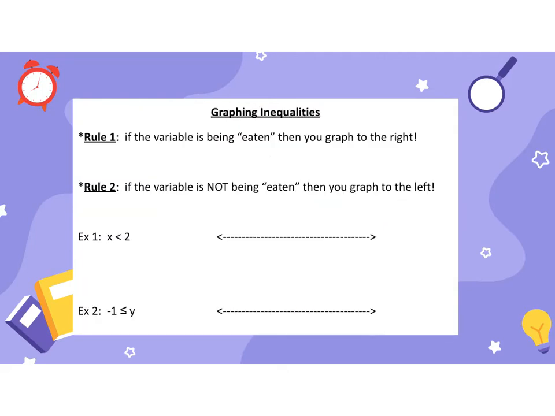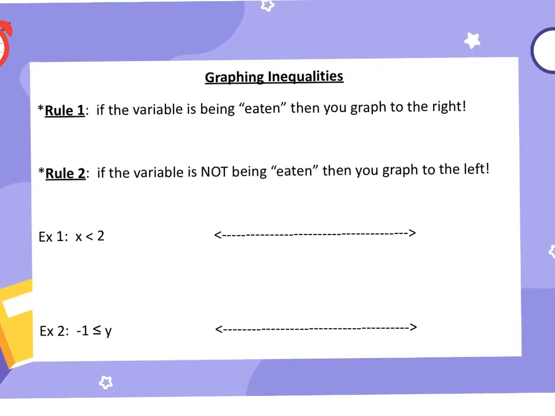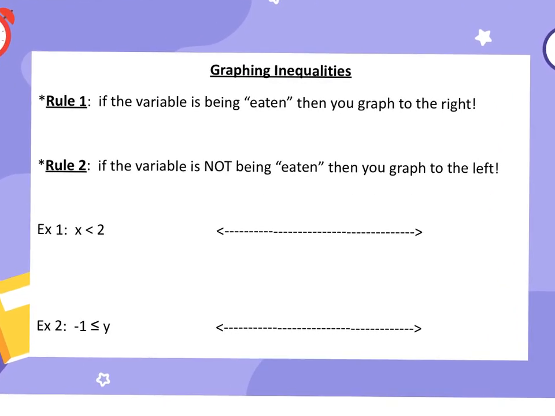So when we are graphing inequalities, we graph inequalities on just a basic number line, okay? If the variable is being eaten, then you graph to the right, kind of like an alligator, okay? If the alligator teeth are eating that variable, that means you're going to graph to the right or greater than. If the variable is not being eaten, then you're going to graph to the left. So if it's being pointed at, you would graph to the left, okay?